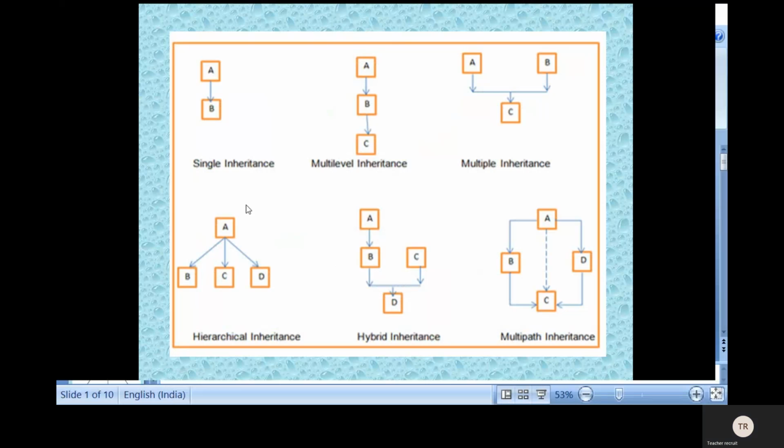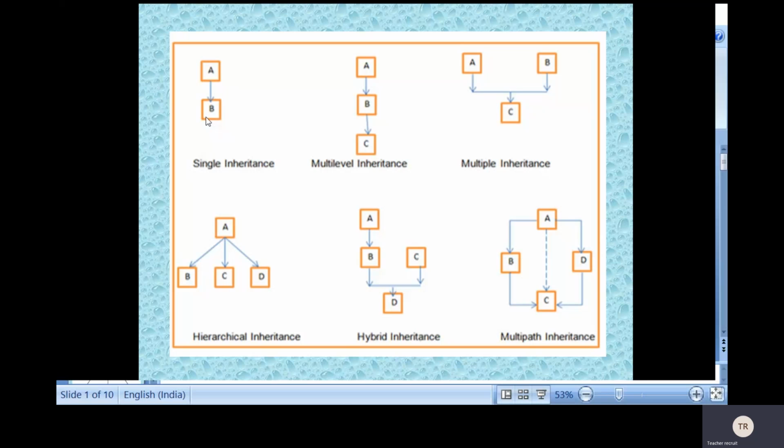First, single inheritance. Here the parent is class A and the child is class B. So the child class B is able to inherit the functions or the properties of class A. So it is single inheritance. Single means one to one. One parent, one child.